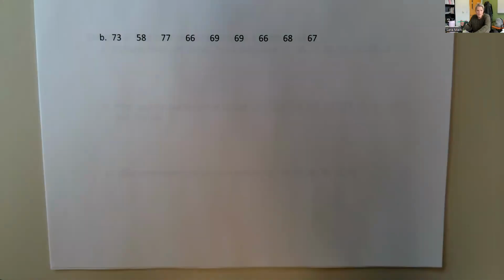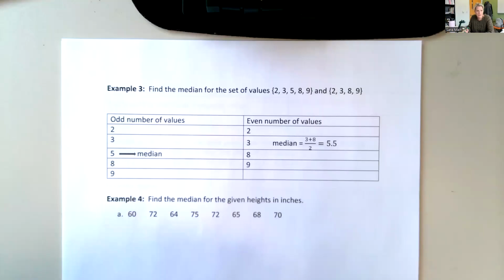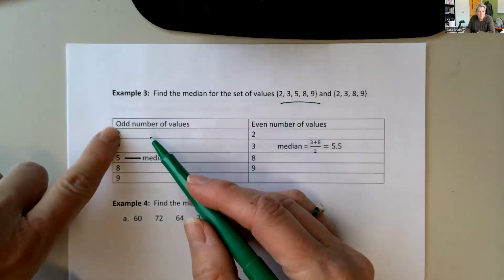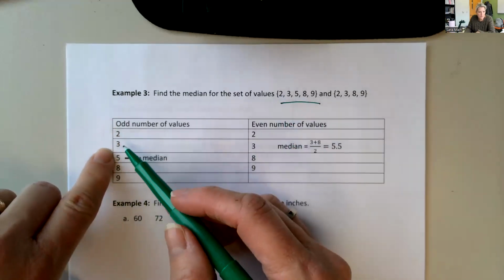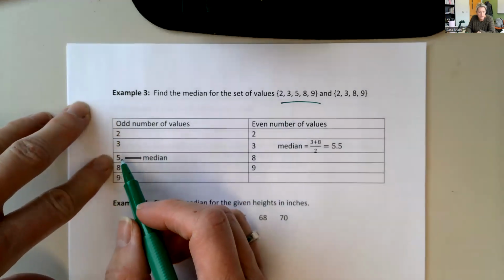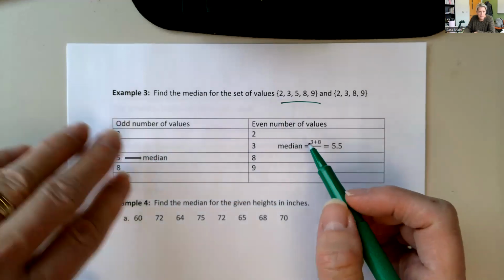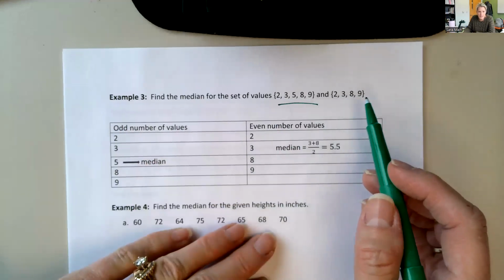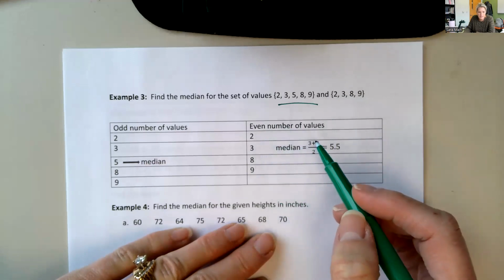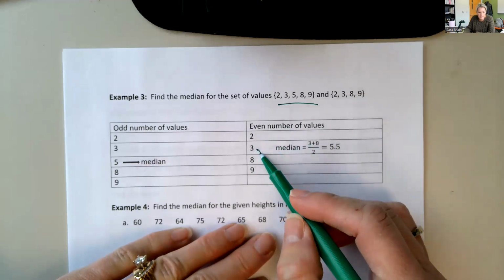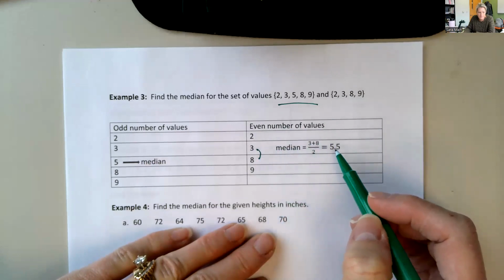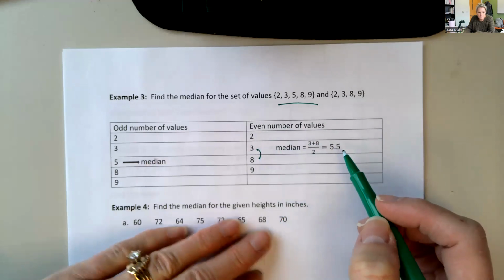Example 3. We're looking strictly at this set of data here in the table. There's an odd number of values, 2, 3, 5, 8, and 9. So there's 5 data values. That means the very middle one, which is 5, is the median. The second set of data, 2, 3, 8, and 9, there's an even number of values. So that means the median is the average of the 2 middle values, 3 and 8. So 3 plus 8 is 11, divided by 2 is 5.5 is the median.